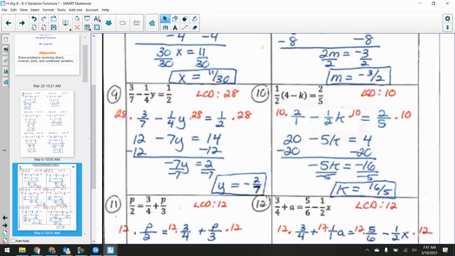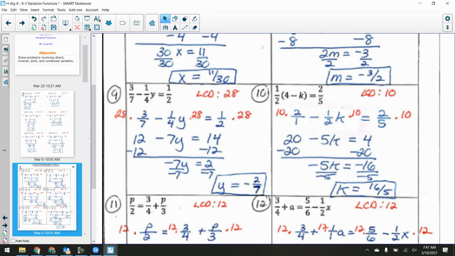I could have treated number 10 like 1/2 times (4 minus k). That's one term, one whole chunk, right? So if I want to clear out this fraction, this is 2/5, I know the LCD is 2 times 5. So if I'm going to multiply this whole thing by 2 times 5, I'm just going to multiply this piece in here, cross cancel with the 2, leaving just the 5 coming in. 5 times (4 minus k). And then I do the same thing over here, cross canceling with the 5. 2 times 2 is 4.